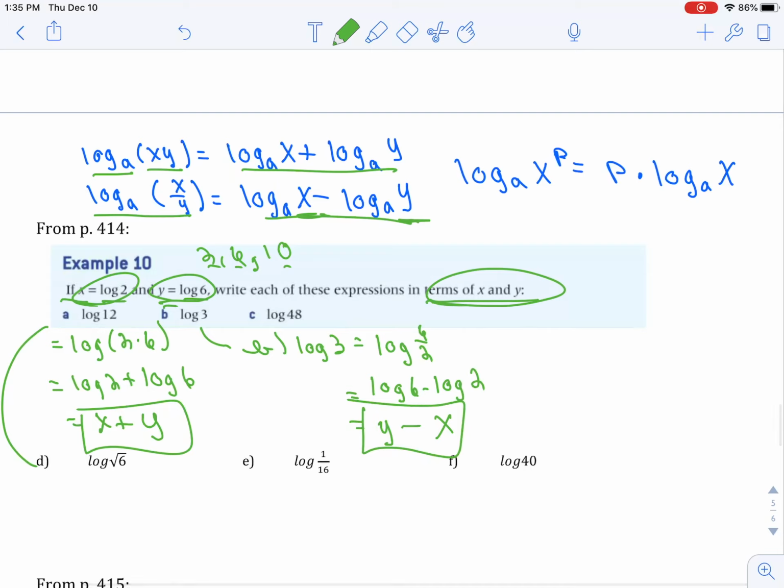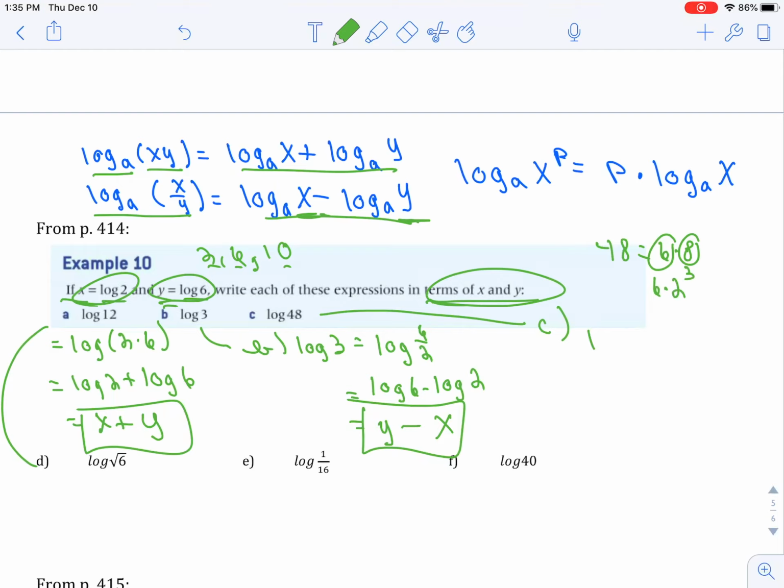For C, and I would encourage you at any point, if you want to try these problems on your own, just turn off the video and try it, and then you can turn it back on and watch me go through it. So 48 is 6 times 8. Here's the 6, and then 8 is 2 to the third, isn't it?